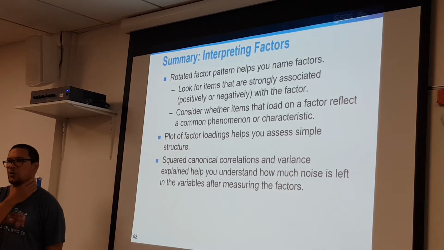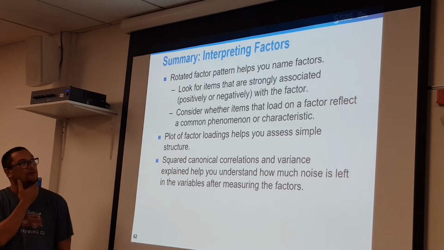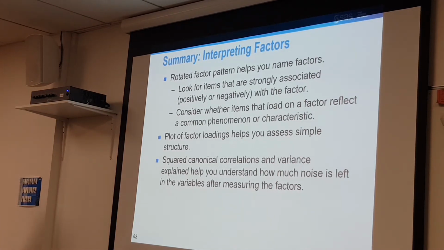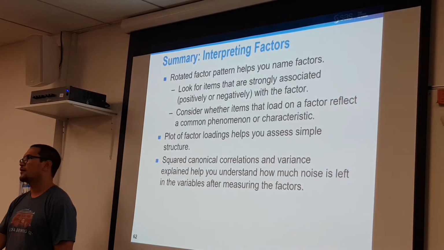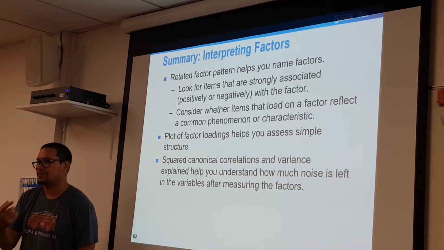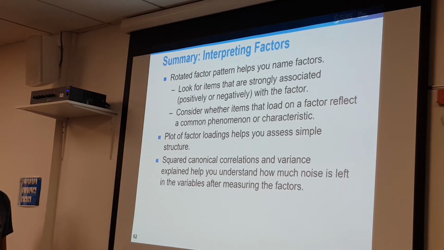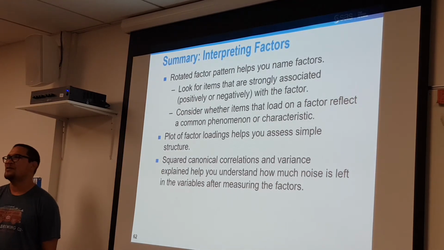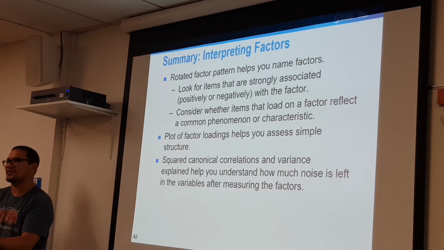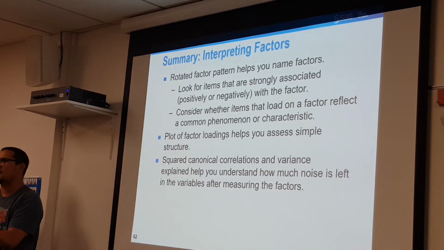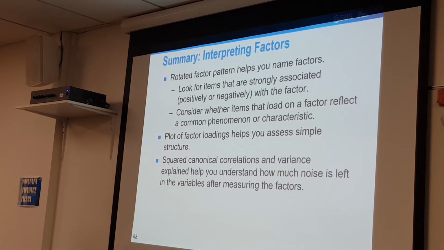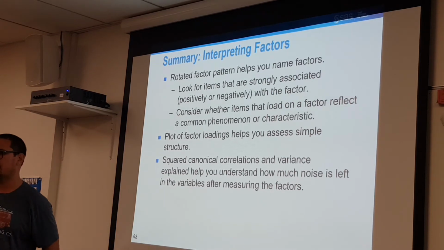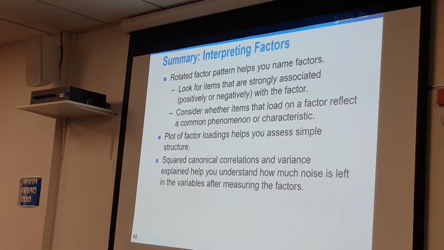You're going to look for items that are strongly associated with that factor. You're going to consider whether items that load on a factor reflect a common phenomenon, and this is going to be your underlying construct. So with factor analysis, I've talked about these underlying constructs as if you know them, but the reality is you just do the analysis and then you try and see what's going on. Do these big loadings actually relate to something that is interpretable? And we can use our squared canonical correlations to explain how much noise is left in the variables.